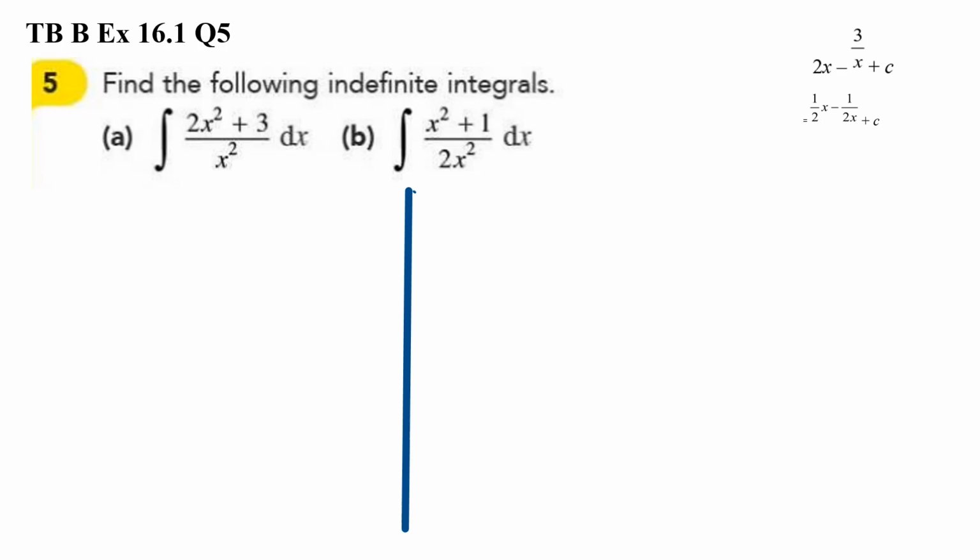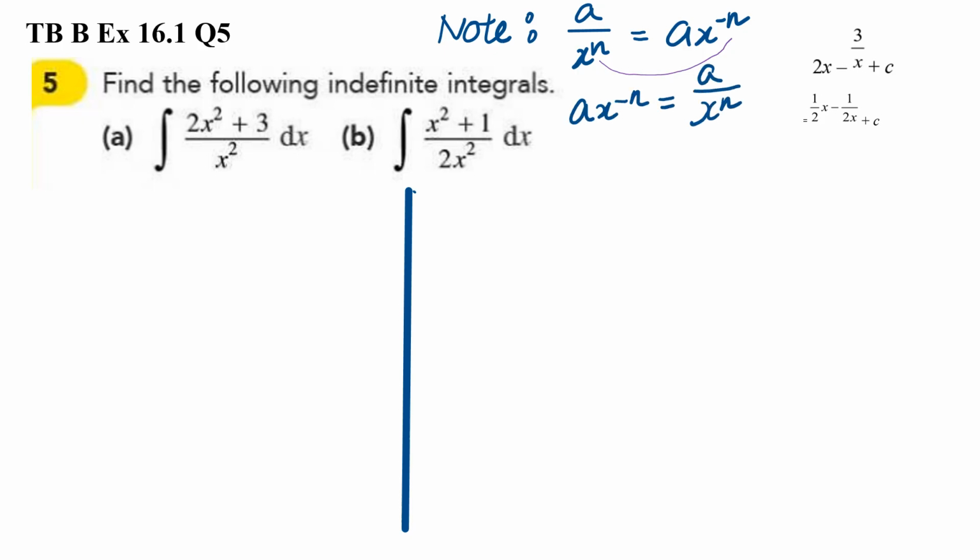All right, let's look at question 5. But before we look at question 5, there are some basic concepts that you need to recall. And what is it? Yes, a over x to the power n can be written as a x to the power negative n. It's very important. You must be well versed in converting positive index to negative index, likewise negative index to positive index. Okay, this is very important when you are dealing with this topic on integration and differentiation. All right, so if we look at 5a, we have done something like that.